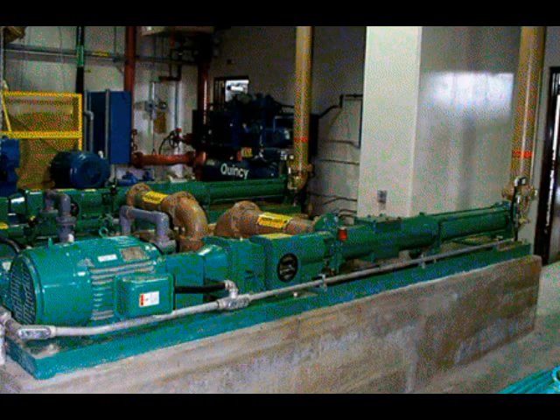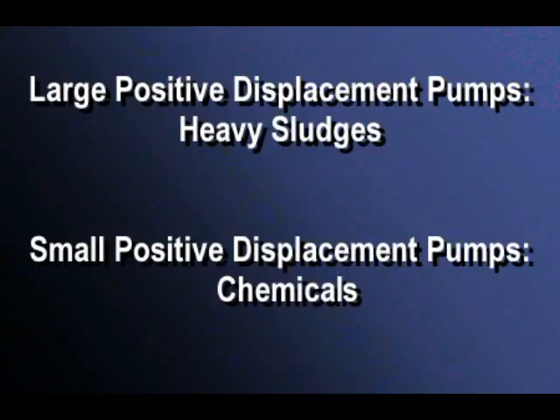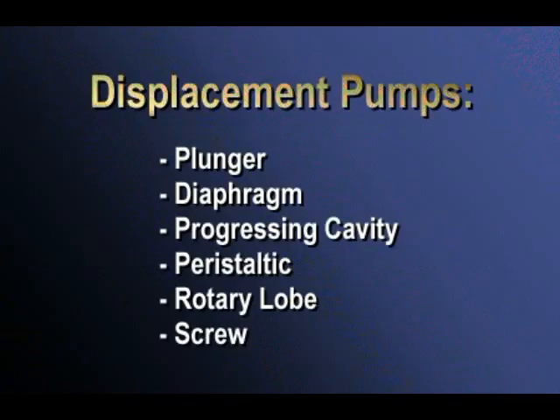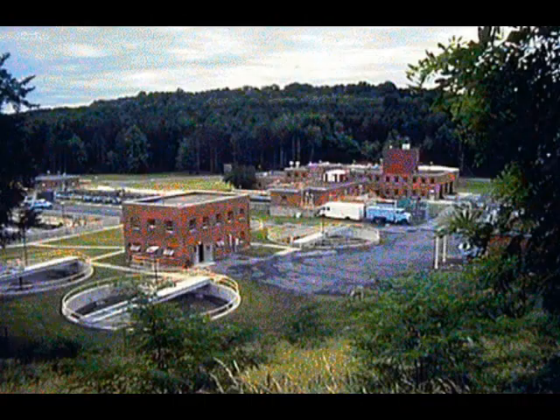Another major type of pump is the positive displacement pump. Larger positive displacement pumps are commonly used to move heavy sludges, while smaller ones are typically used as chemical feed pumps. This course will discuss these varieties of positive displacement pumps: plunger, diaphragm, progressive cavity, rotary lobe, peristaltic, and the screw pump. Typical wastewater treatment plants use other pumps as well.